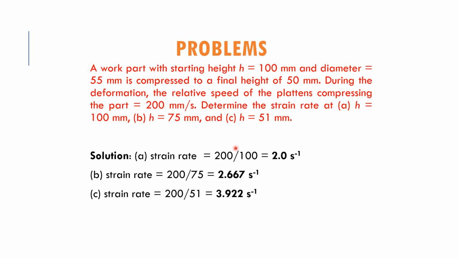V is given as 200, and the only thing changing is the h value. The first one is at 100, so the value is 2.0 per second. When it decreases to 75 mm, the value becomes 2.667 per second. And the last one at 51 mm, it will be 3.922 per second. This means that once the height of the product is reduced, it becomes harder for the deformation to take place because of the increasing strain rate.